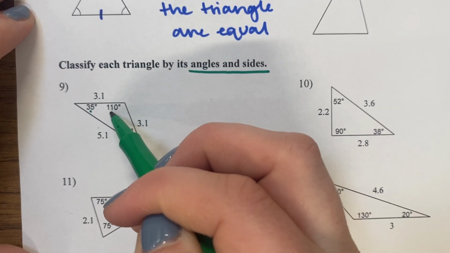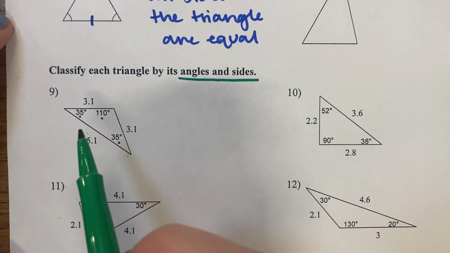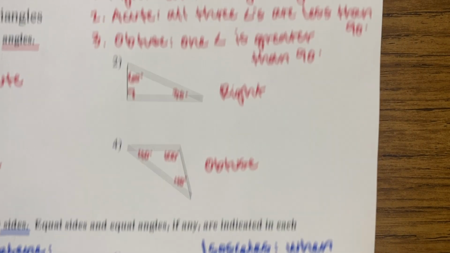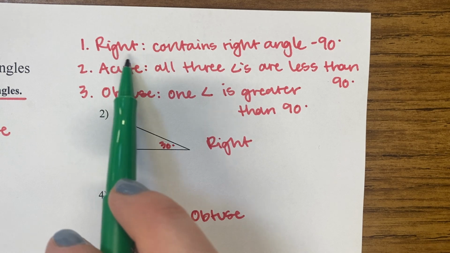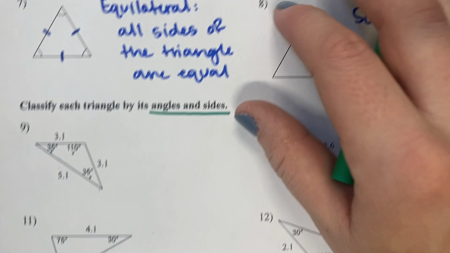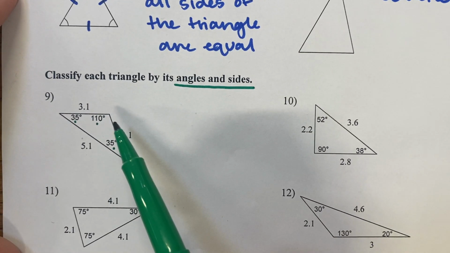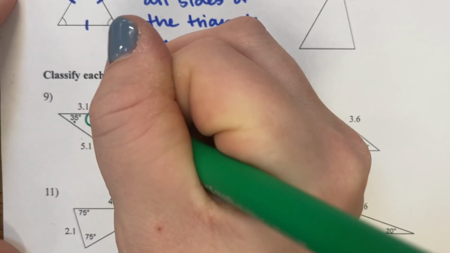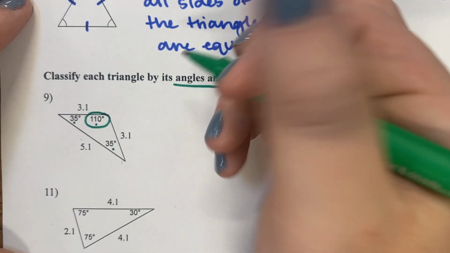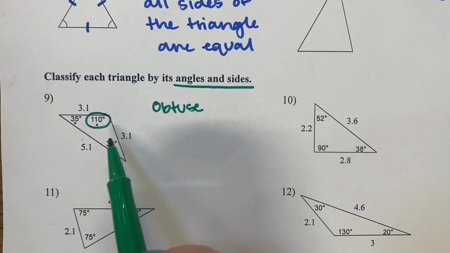So I have 35, 110, and 35 degrees. Well, in order to classify this triangle by its angles, first we have to go back to our definitions. It doesn't contain a right angle. One of the measures is not 90 degrees. All three of the measures would have to be less than 90 to be an acute, but since we have that one angle that's greater than 90, 110 degrees, we would classify this guy as an obtuse triangle. So that's using its angles.